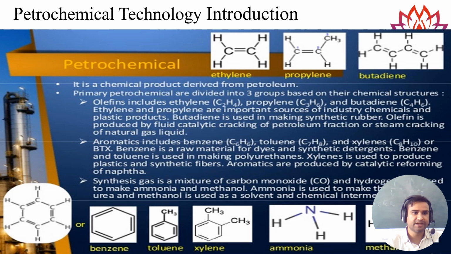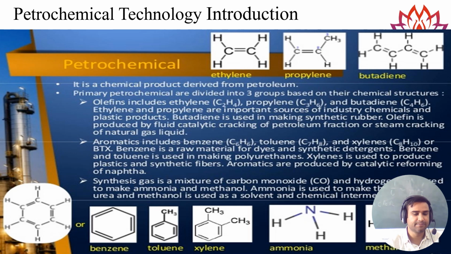Olefin is produced by the catalytic cracking of petroleum fractions or steam cracking of natural gas. So this olefin can be produced by the catalytic cracking of naphtha or steam cracking of natural gas.